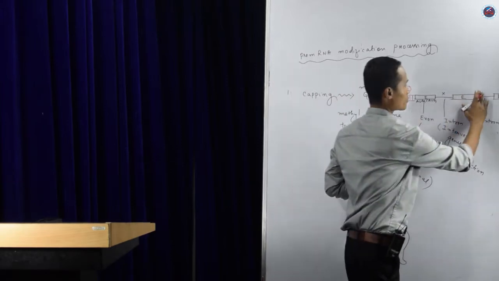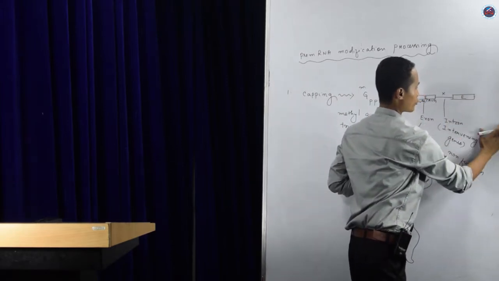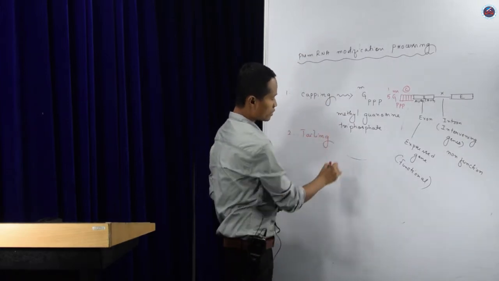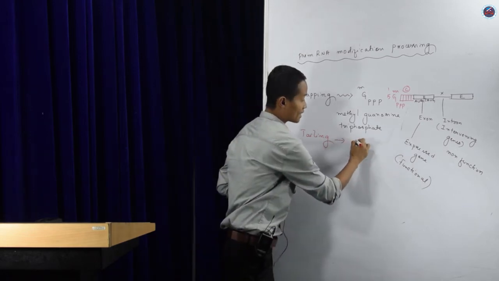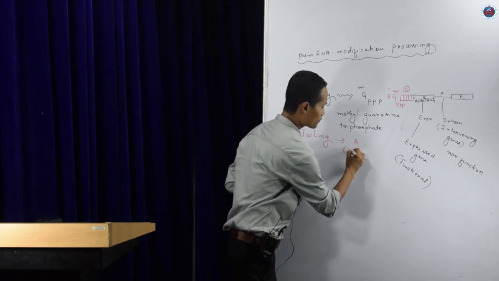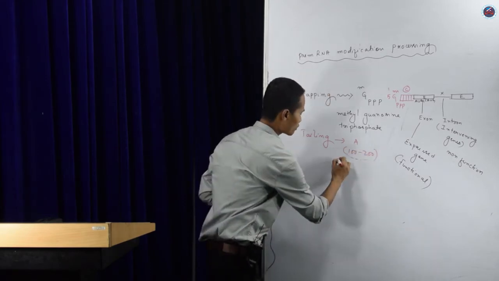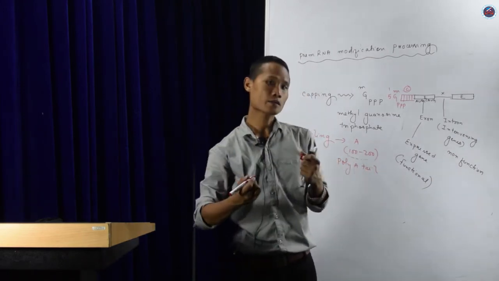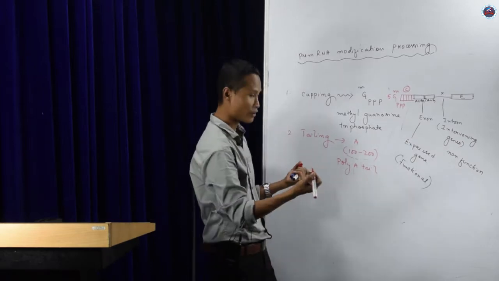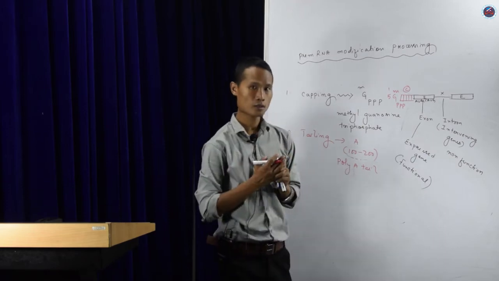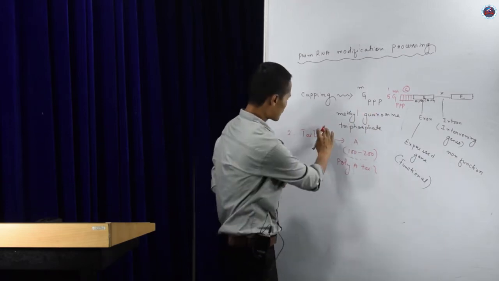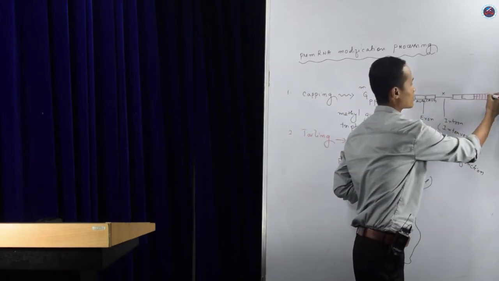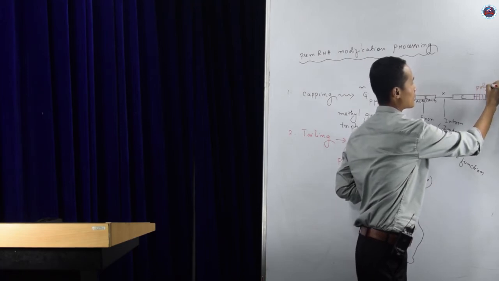Now, I'm just removing this one and I'm just examining this 3 prime here. So, the second is said to be tailing. Tailing means you're going to add adenine residues, like around 100 to 200. So we also call it poly-A-tail. It means that you're adding adenine, maybe 100, 200, maybe 150, depending on the process or requirement. So tailing is done at the 3 prime end. So this is poly-A-tailed.